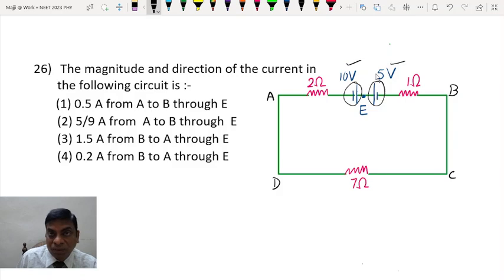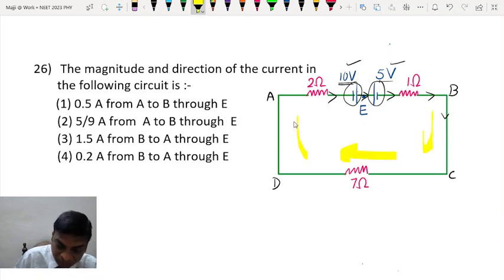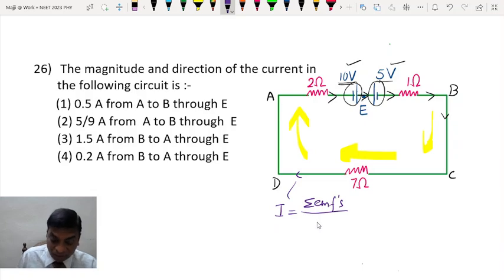Whichever has more EMF, current will flow as per its condition. So here, since 10 volt is more than 5 volt, current will flow from the positive terminal of the 10 volt cell. So this is how current will be flowing. And in a simple circuit, you can always apply this formula: current through the circuit is equal to sigma EMF upon sigma Rs.